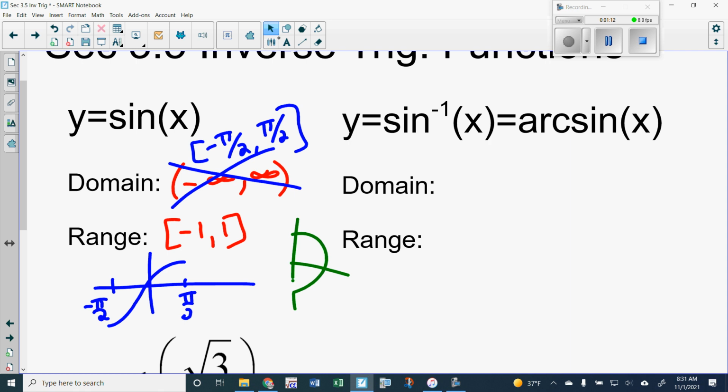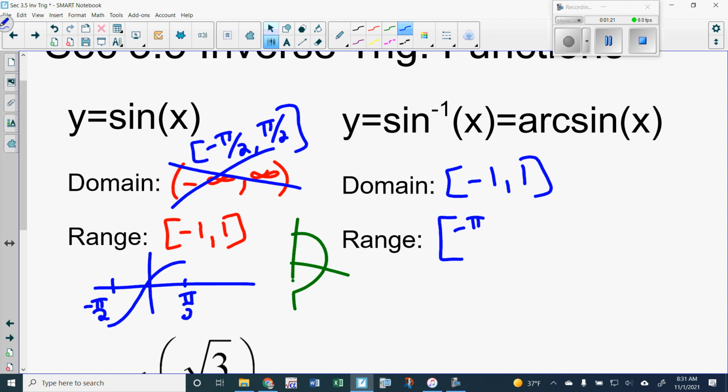So what that does over here, my domain for my inverse is negative 1 to 1, and my range is this. So when you do inverse sine, you only get answers from negative 90 to 90, which is this right half of the unit circle here. All right, so try to remember that.